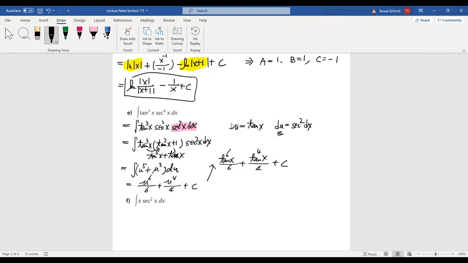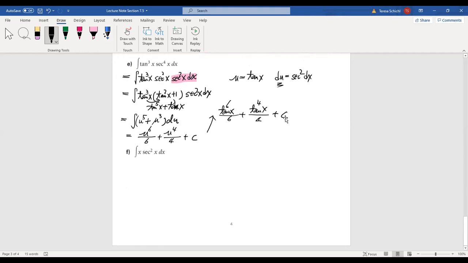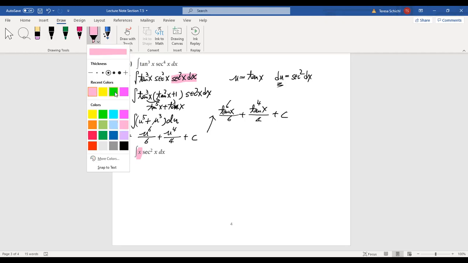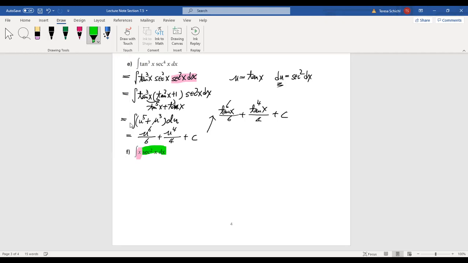Most likely you're going to use the trig integrals. That means you need to use identities here. Okay, let's take a look at the last one. See here, the last one is x times secant square. I know the secant square is the derivative of the tangent, but now my problem is here. I have x here. X has really nothing to do with my trig function, but I have trig functions here.